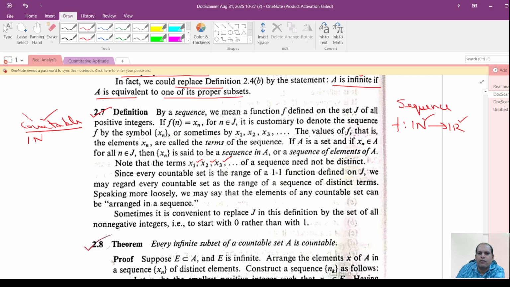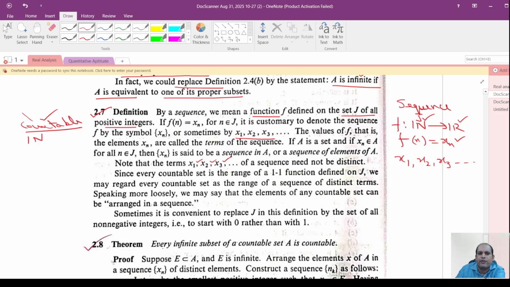So by a sequence we mean a function f defined on the set J of all positive integers by f of n, f acting on this n coming from the set of natural numbers, and suppose its values are given by xn, for n belonging to J, here referred to as the set of natural numbers. Because this set is countable, one can use this notation because its domain is the set of natural numbers. So one can rename it with the indices x1, x2, x3, but this renaming we can do only for a countable set. For an uncountable set we cannot do this.